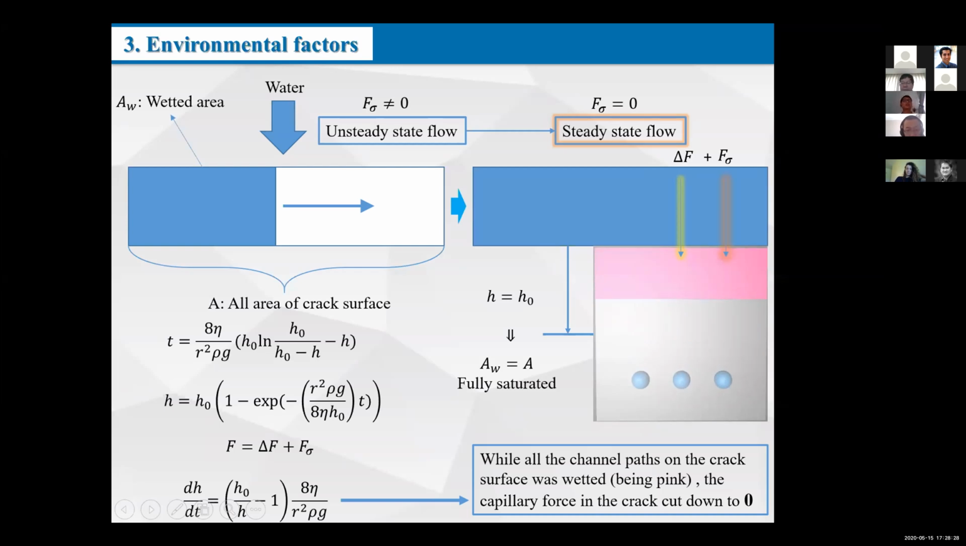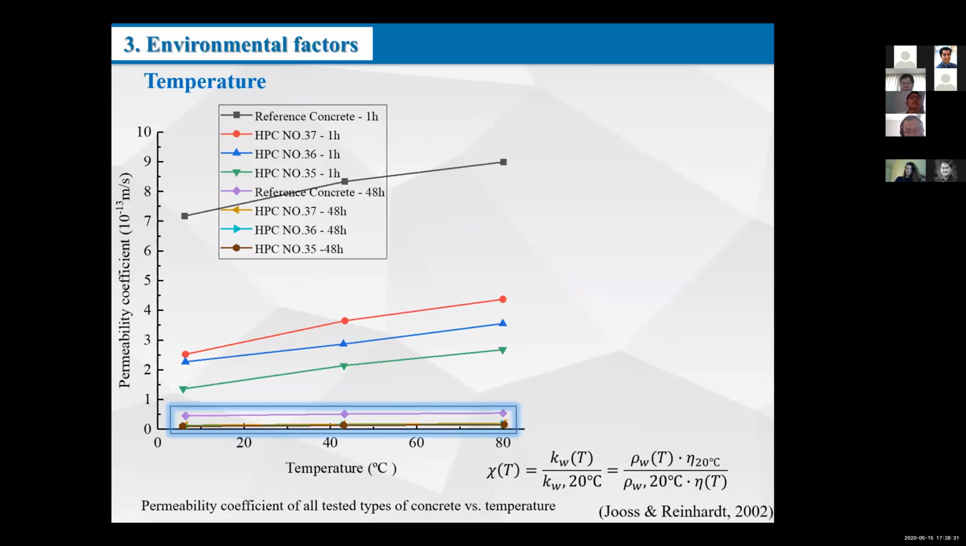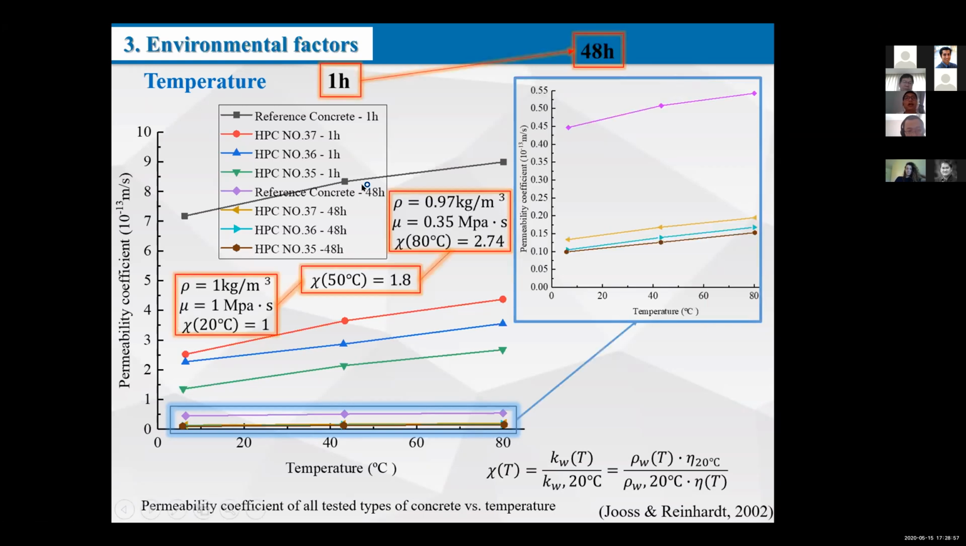And the second factor about the environment is temperature. The temperature influence. The first is, well, as the temperature increases, the dynamic viscosity coefficient will decrease. And then from 1 hour to 48 hours, the initial permeability was cut down to about 1/10.